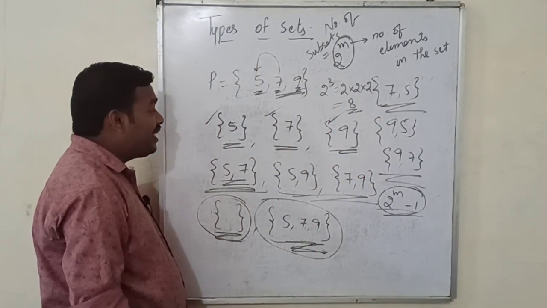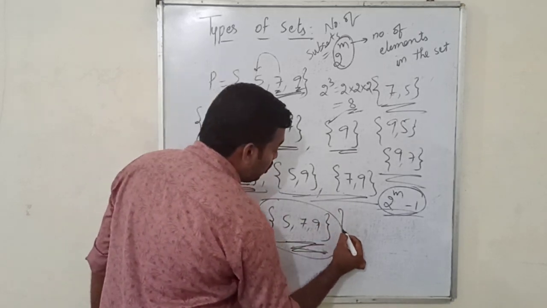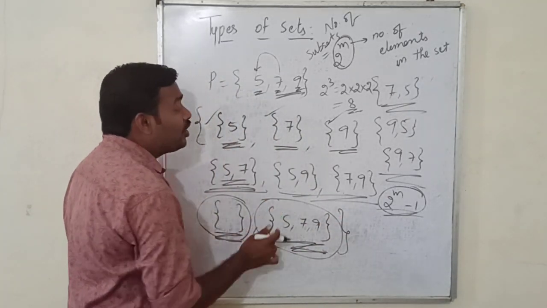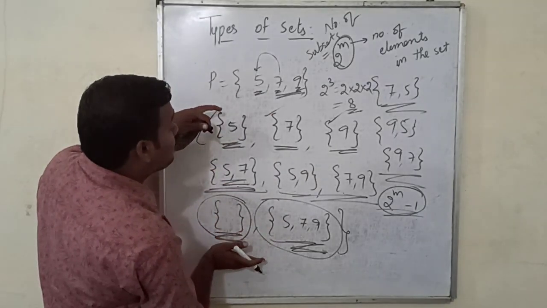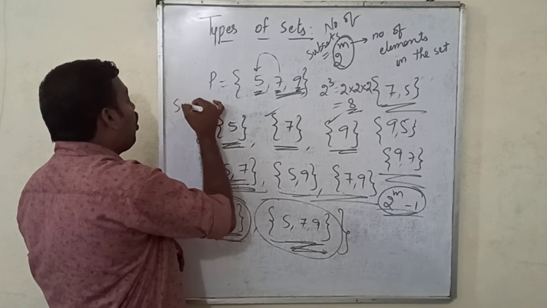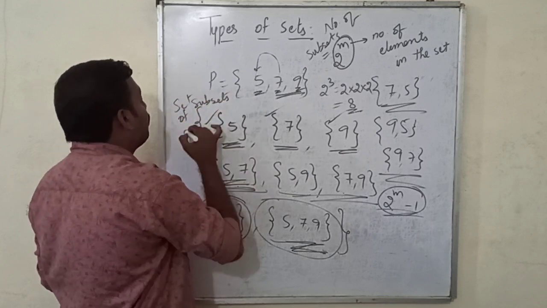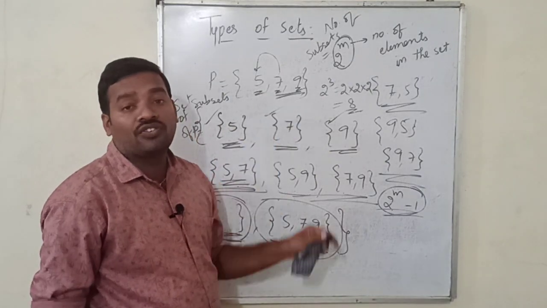If you are writing the set of subsets, that means you are considering the subsets and you are making them as a set. Here this is the set of subsets of P. Then this is known as the power set of P.